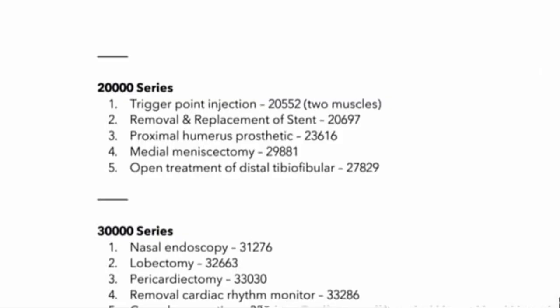Next is the 30K series. The first question is about nasal endoscopy, the code is 31276. The second question is about lobectomy, the code is 32663. The third question is about pericardiectomy, the code is 33030. And the fourth question is removal of cardiac rhythm monitor, 33286 is the code. So here are the 30K series questions in June month.